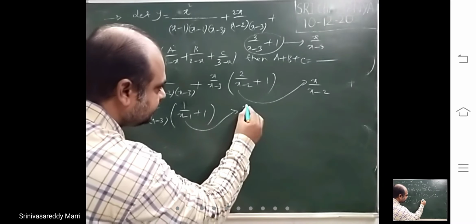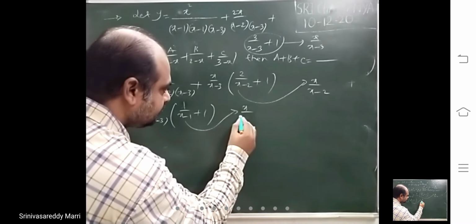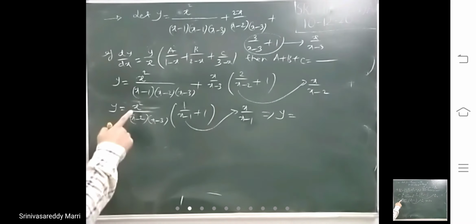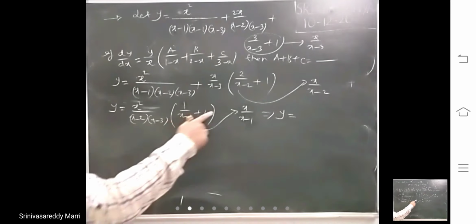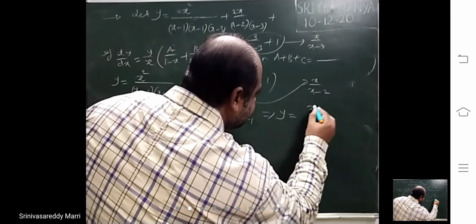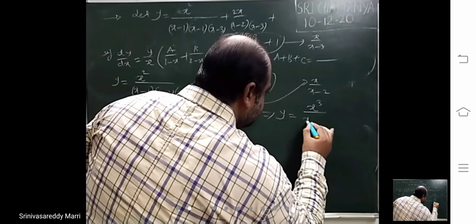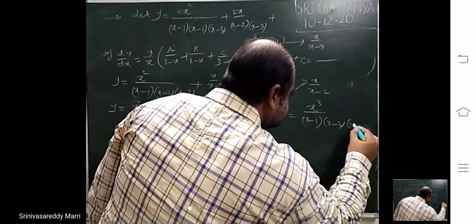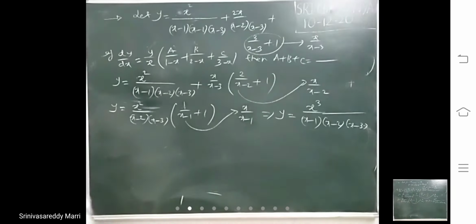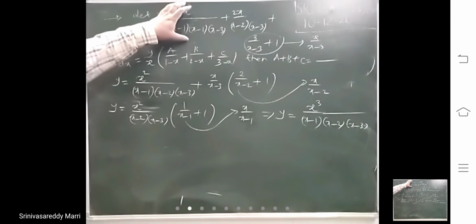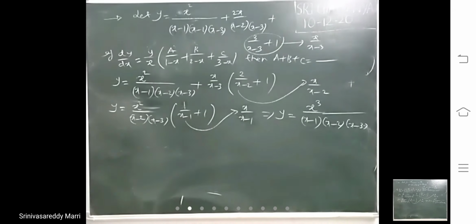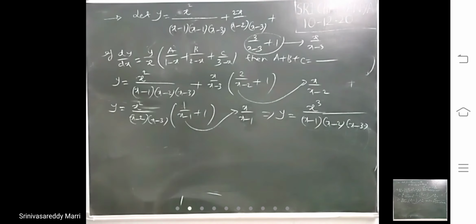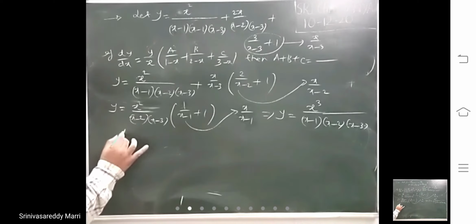That means you will get x by x minus 1. That implies y equal to x square by x minus 2 into x minus 3 into x by x minus 1. So you will get the final simplified version of y is this. Final simplified version of this plus this plus this is this. Now look at, again I don't do directly this. I will apply logarithm on both sides.